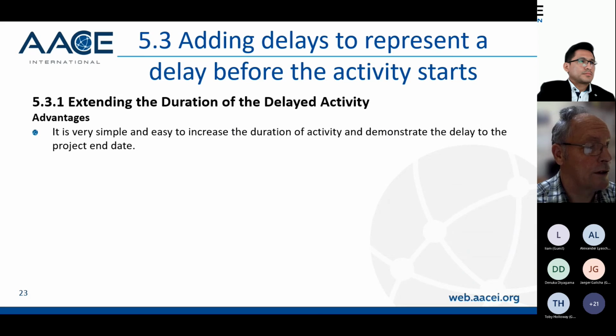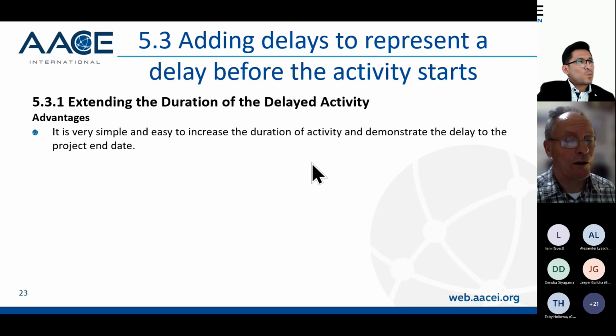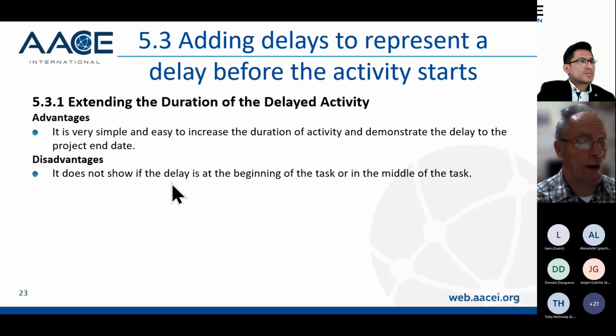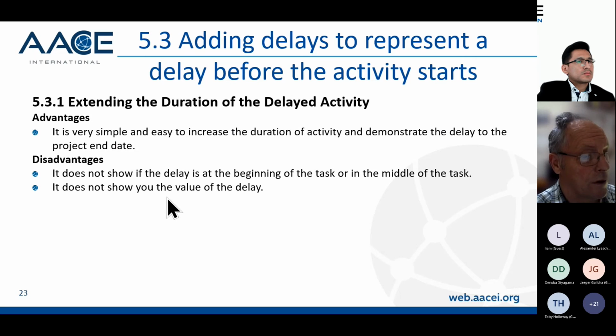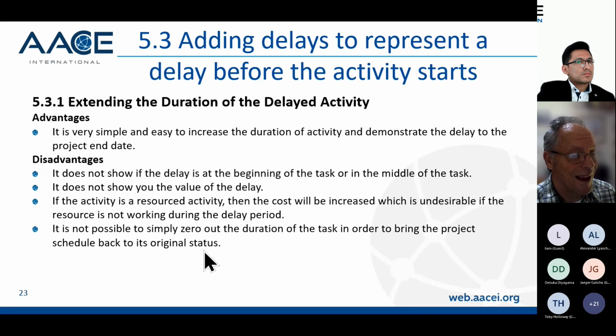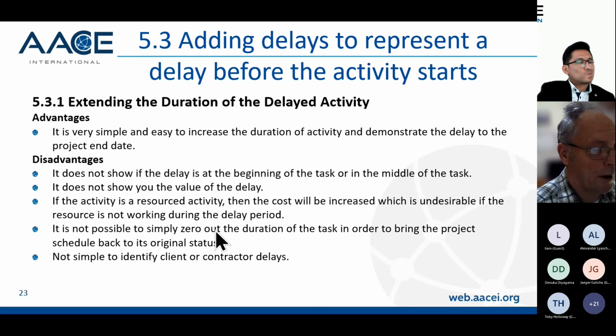So what are the advantages? Well, it's simple and easy to increase the duration of an activity to demonstrate a delay to the end date. What are the disadvantages? It does not show if the delay is at the beginning of the task or in the middle of the task. It does not show the value of the delay because you've increased the duration. I don't have a separate task for the delay value. If the activity is resourced, then the cost increase might be undesirable if the resource is not working during the delay period. It's not easy to simply zero out the duration of the task to bring the project back to its original status. So if you want to do a collapsed schedule, you can't just zero it out. You have to remember how much you've increased that task duration by.